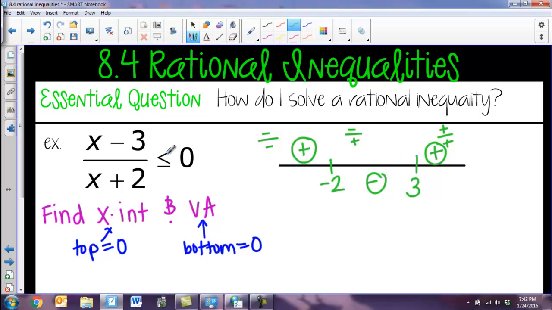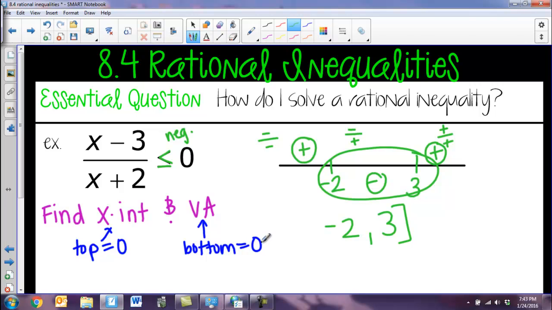I go back to my original inequality, and I need to know where this is going to be less than, so that's a negative number, or equal to 0. This is the only thing that changes. We know that my interval would be this one right here, so I'd go from negative 2 to 3. That's where it's negative. I know there's a 0 at 3, so since it's equal to, I can put the square bracket.